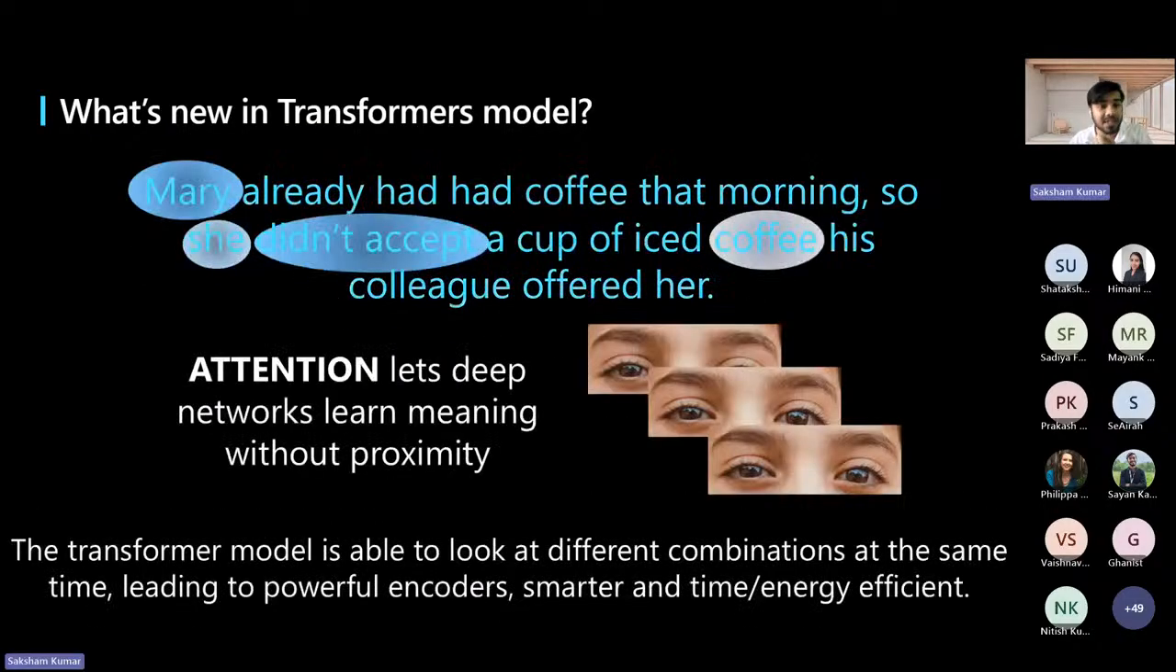Let's just skip. So attention learns deep networks, learning without proximity. Even if the words are not close to each other, you see Mary and she, it is far away, around 7 to 8 words away. Even so, attention models are able to understand that it is very much associated with that question, and accordingly are able to give you answers.